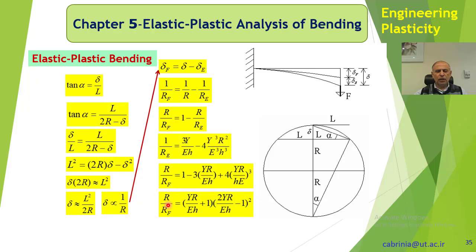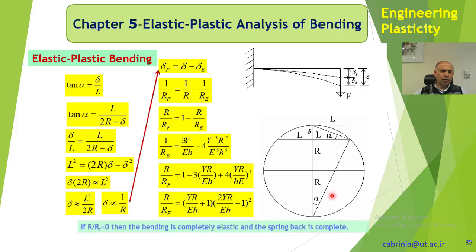In this equation, R is the radius of curvature in here. RF is the radius of curvature of the final position, okay, that's the final position, delta F, RF. So if I put here RF, I get delta F, okay, that's the spring back.